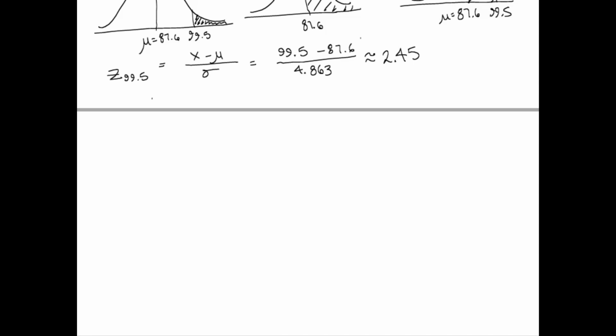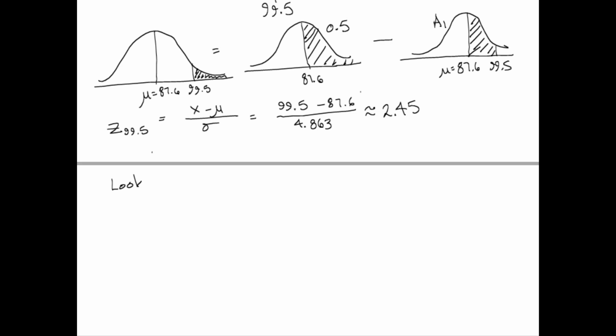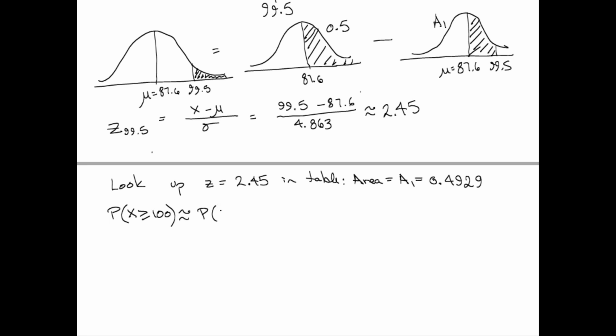Okay, so now we're going to look up that z-score in our table. And we will find that we get an area of, I'm calling that A1, and my area is 0.4929. So now I calculate the probability that I want. My probability that my binomial variable is at least 100, so that means I have 100 or more successes. This is about the same. Now I haven't defined y here, but let's think of y as being the normal variable that we are using to approximate it.